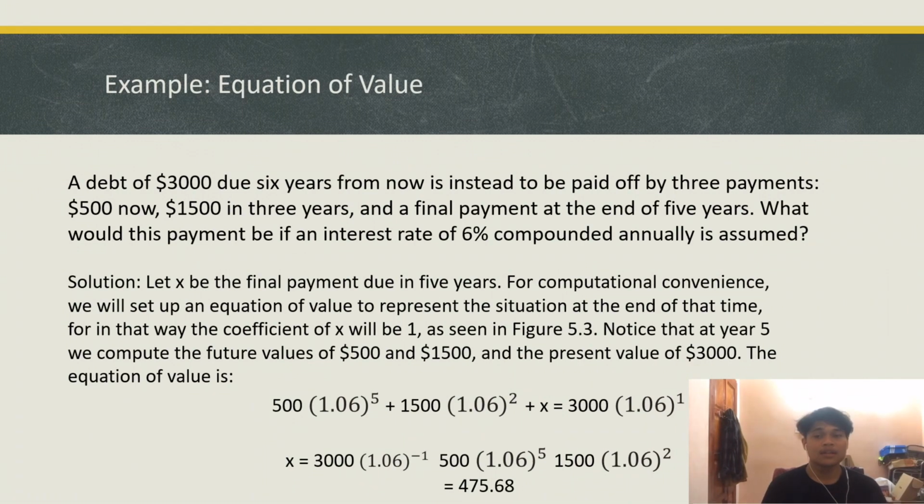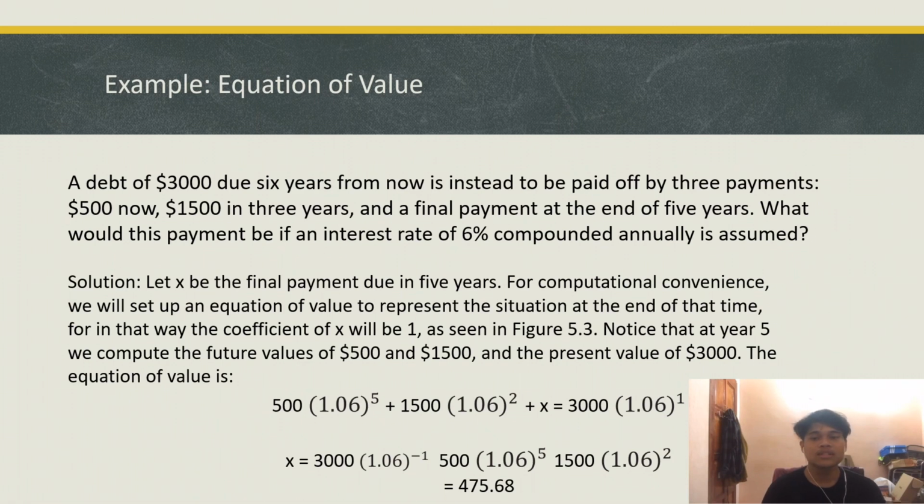So next, another example for equation of value. A debt of $3,000 due in 6 years from now is instead to be paid off by 3 payments. The instruction is that $500 now, $1,500 in 3 years, and the final payment at the end of 5 years. What would this payment be if an interest rate of 6% compounded annually is assumed?